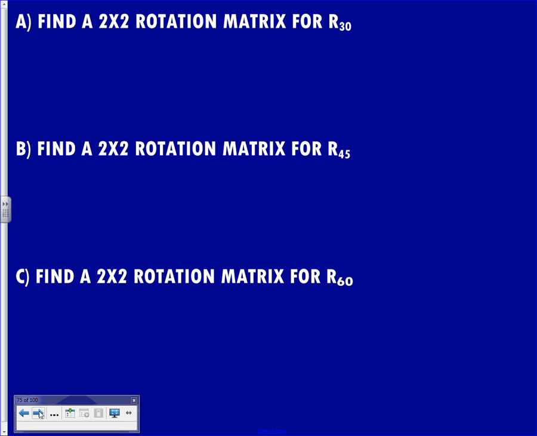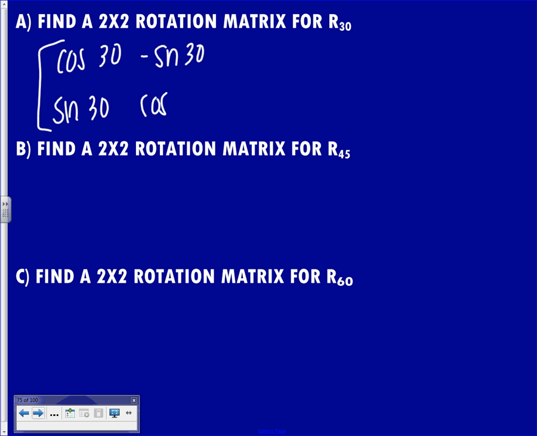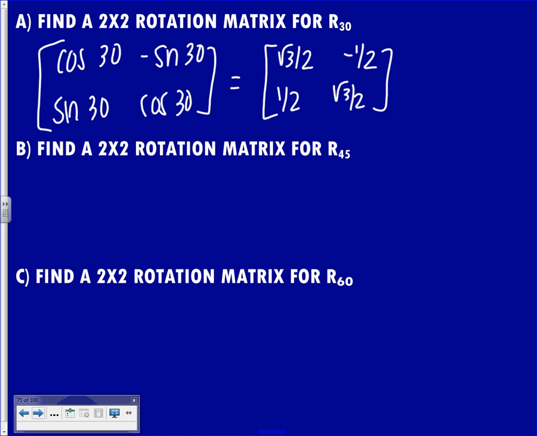So if I just ask you for the general 2 by 2 rotation matrix for rotation of 30, then we're just going to go ahead and plug in 30 for all of those. So that would give me cosine of 30, sine of 30, followed by the opposite of the sine of 30 and the cosine of 30. Because this is from the unit circle, you should know exactly what those values are. The cosine of 30 is the square root of 3 over 2, and the sine is a half. The opposite of that is negative a half, and then the square root of 3 over 2. Okay, so that is your answer matrix.